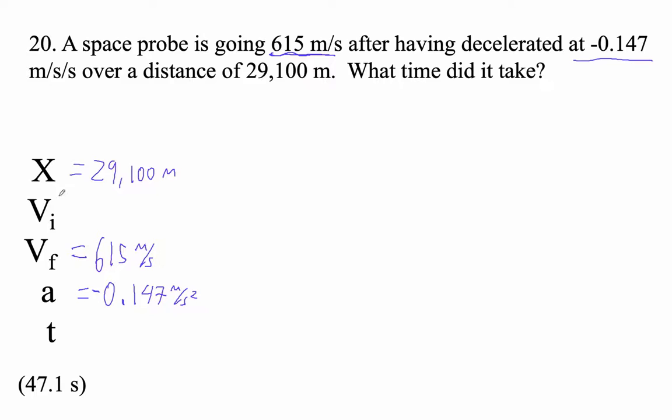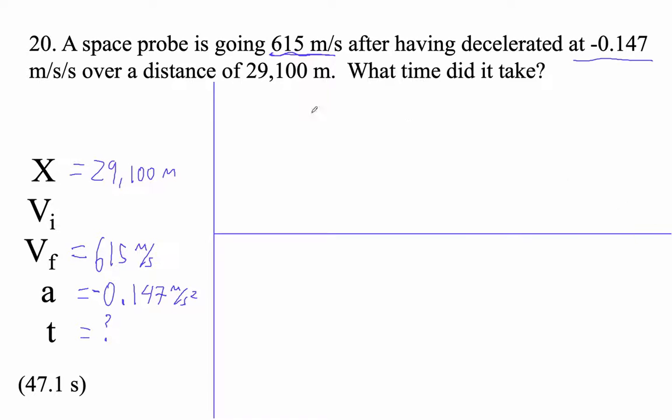Okay, so this is one of those ones where we don't actually have a formula for it, right? We'd like to use the formula with no VI, but we don't have it. So what I'm going to do is find the initial velocity first, and then I'll find the time, right? So let's divide ourselves up here. Okay, so let's find VI first.